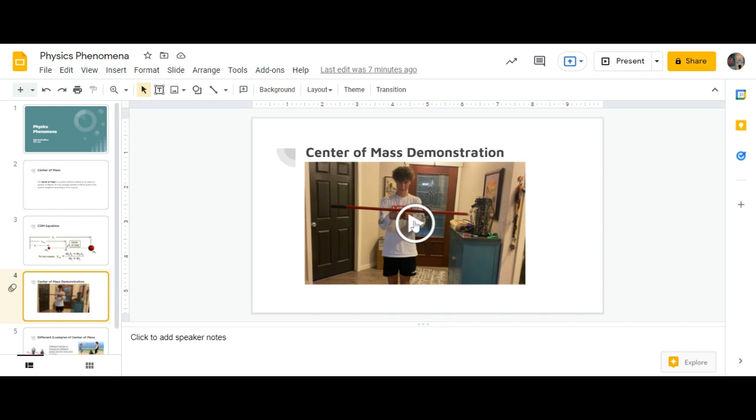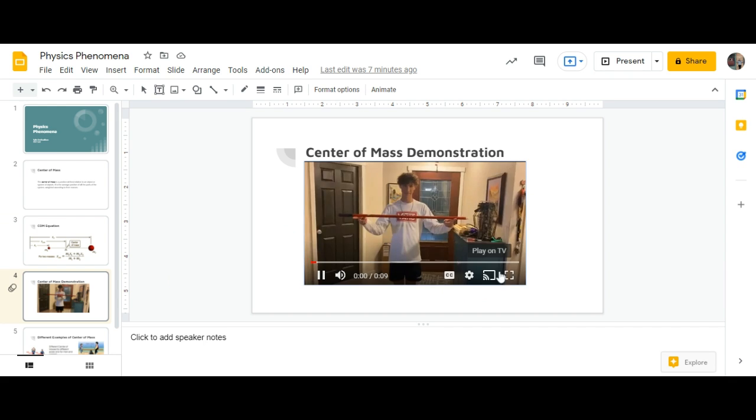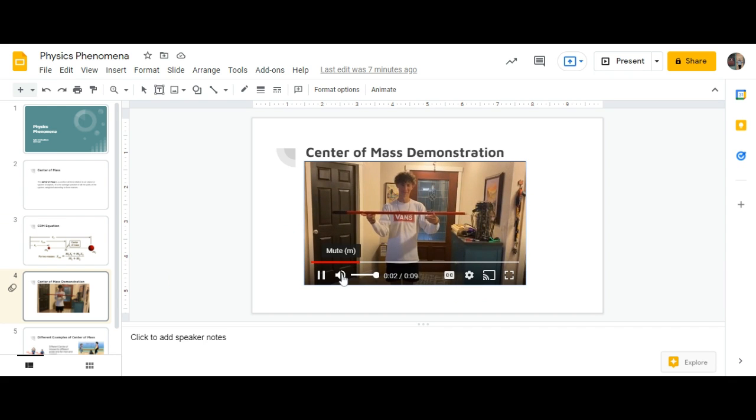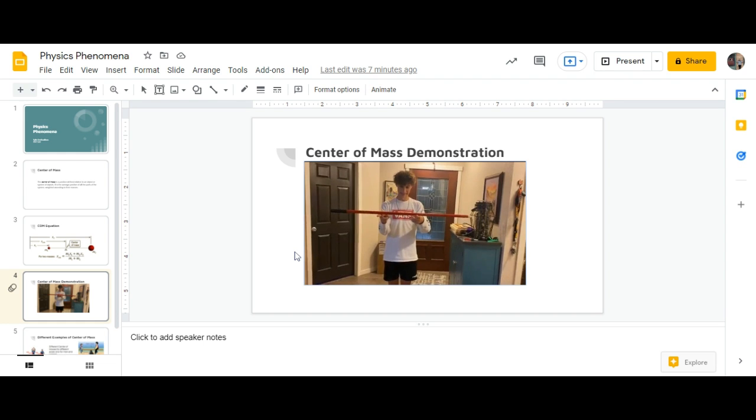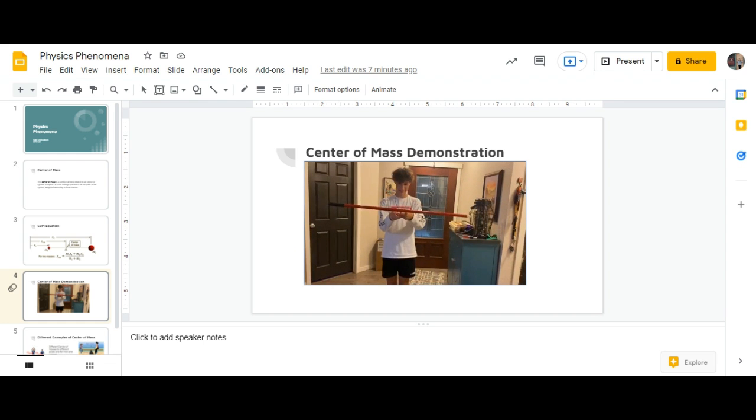In this video is my brother doing a demonstration of finding the center of mass of an object. He's just using a broom handle. So if we watch this video, he's moving his hands closer and closer towards the center of mass, and then as soon as he finds the center of mass, he balances it on his fingers.